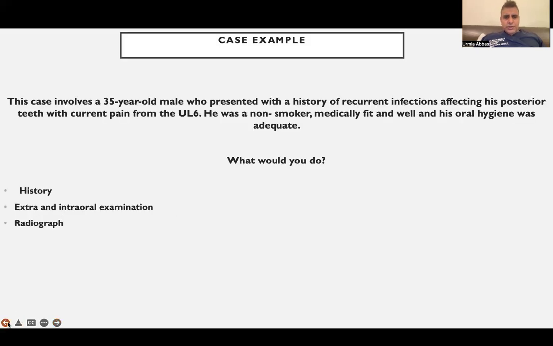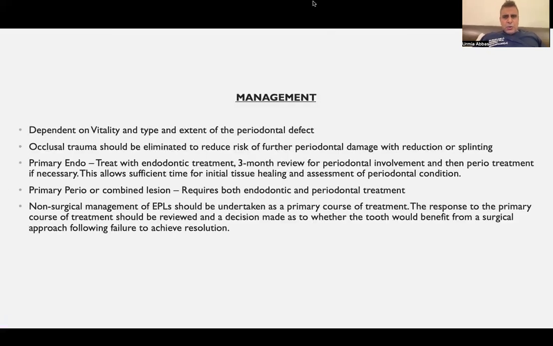So this is how briefly I have spoken about endo-perio lesions, and this is something which is important and new, and we should start using this in clinical practice. And this is how they've implemented it.